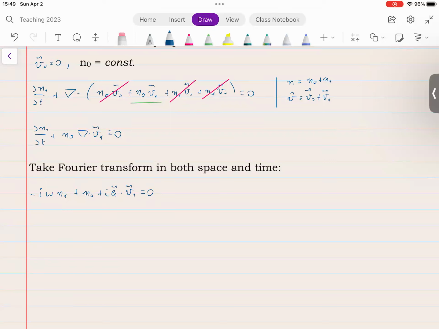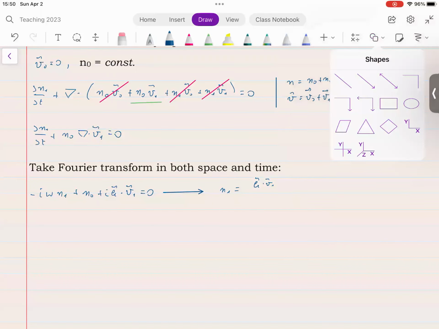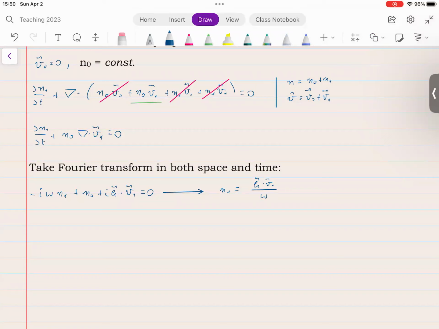Well, easy to solve for n1. Should be easy enough. Let's see if we can do it without messing things up too much. The i's cancel out, I get the minus sign taken care of. That leaves me with k dot v1 divided by omega times n0. Oops, got an extra plus sign here. The plus sign is in front, it doesn't mean I have to put in an extra plus sign in there. Sorry about that. Okay, so this gives me the perturbed density in terms of the equilibrium density.